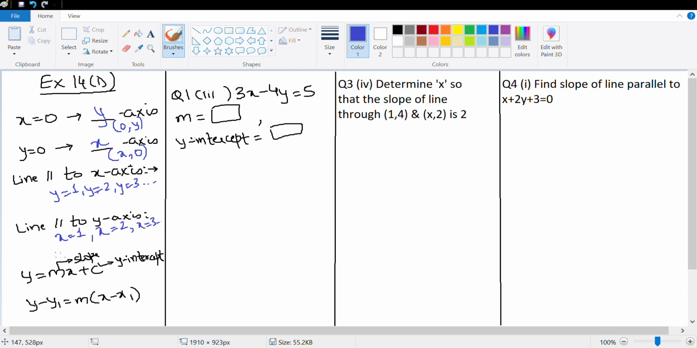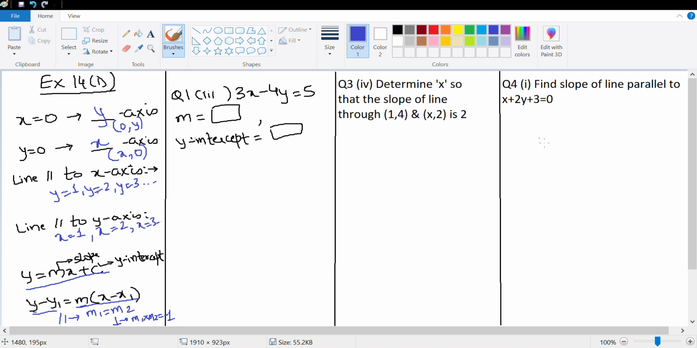The standard equation of a line is y is equal to mx plus c, where m is the slope, c is the y-intercept. In the previous exercise, we learned how to make the equation of a line which is passing through a point x1, y1, and the slope is m. The equation would be y minus y1 is equal to m(x minus x1). If two lines are parallel, then m1 is equal to m2, and if two lines are perpendicular, then m1 into m2 is equal to -1. So these are the few concepts that I wanted to revise before we start this exercise. So let's look at some questions.